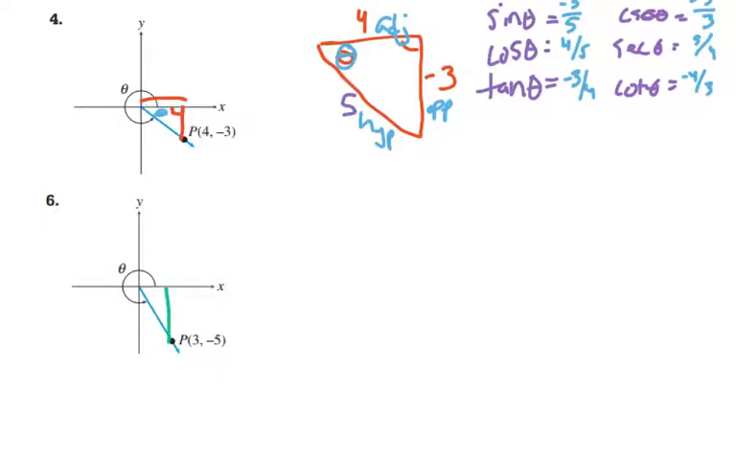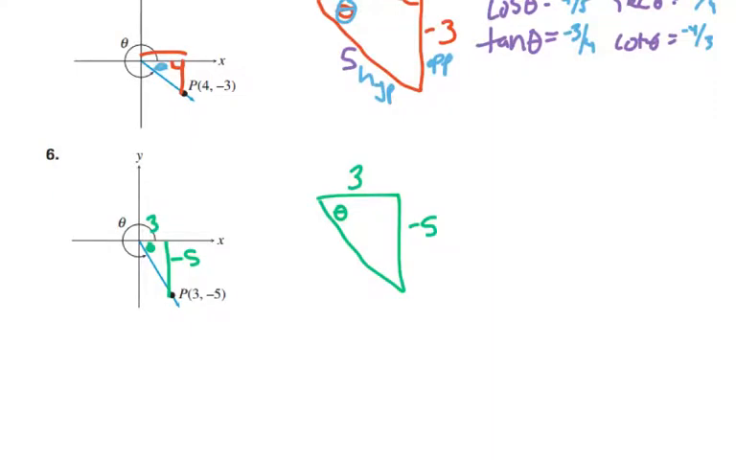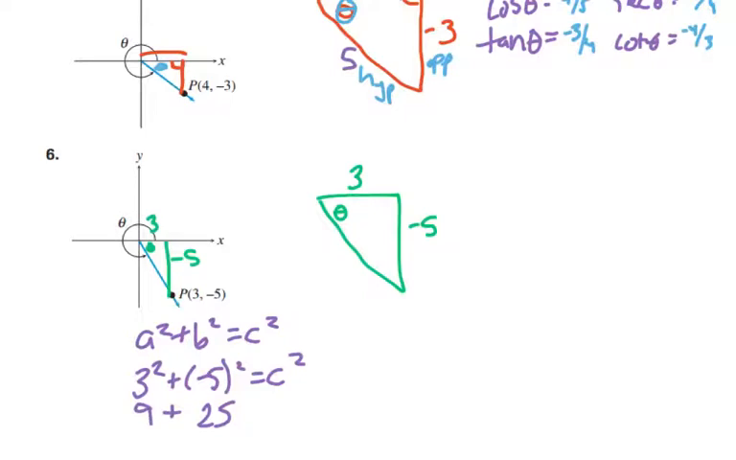We go over 3 and down 5 to get to the point. And so our triangle has 3 here, negative 5 here, and then via the Pythagorean Theorem we can find out what the hypotenuse has to be. So 3 squared plus negative 5 squared means that we have 25 plus 9, which is going to be 34. And so that means that our C is the square root of 34. So not perfect, but there it is.